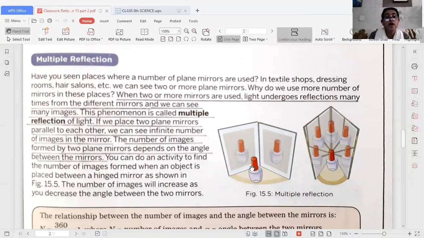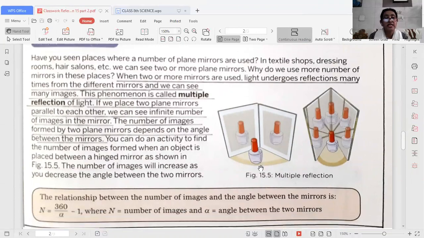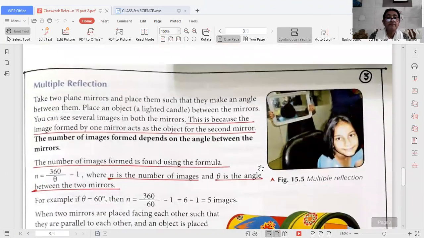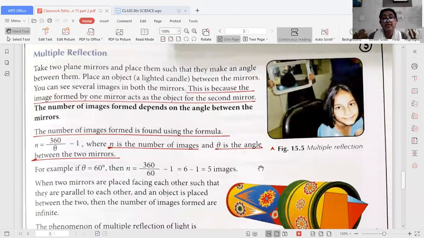The number of images formed by two mirrors depends on the angle between the two mirrors. The number of images will increase as we decrease the angle between the two mirrors. Simple as that. That's why we said it depends on the angle between the mirrors. This is because the image formed by one mirror acts as an object for the other.